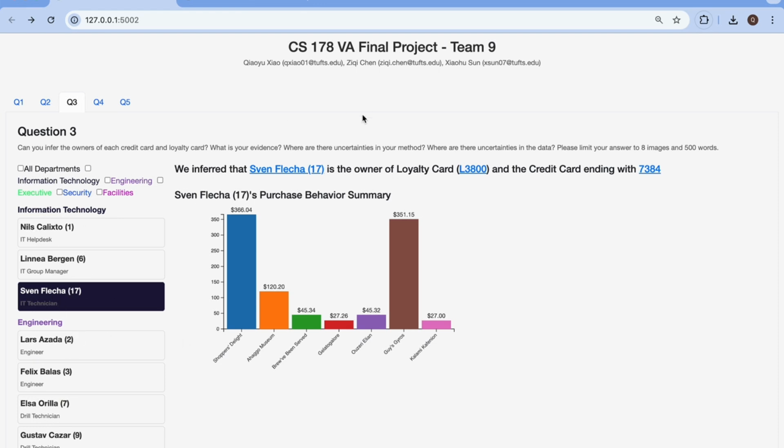We can see the loyalty card and credit card information on the top and the summary of his purchases. Below that, this bar chart shows where he spent money. Mostly, we can see here it is in Shopper's Delight and Guy's Grocers. It helps us understand individual spending patterns and spot potential anomalies.